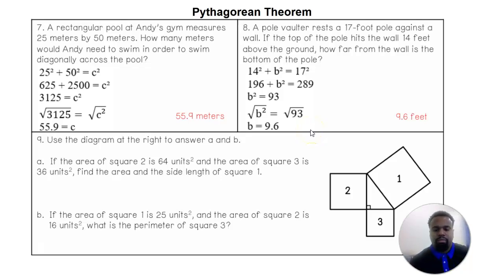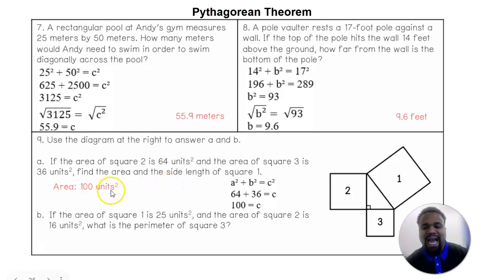All right, let's look at this one here. Notice we've got 3 squares that are connected together, and inside it forms a right triangle. So it says the area of square 2, which is right here, is 64. The area of square 3, which is right here, is 36. Find the area of square 1. If you notice, this is the hypotenuse. a squared plus b squared equals c squared. Well, they're already squared. 64 and 36 are already squared. Just add them together. If you do 64 plus 36, you get 100. So the area of square 1 is 100.